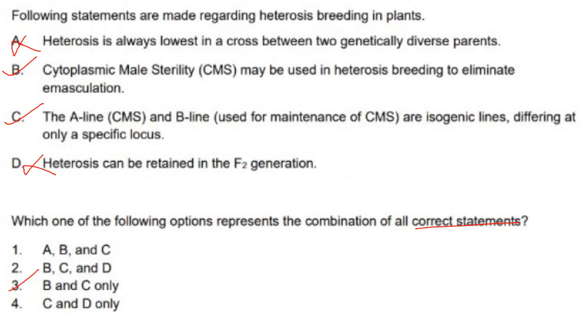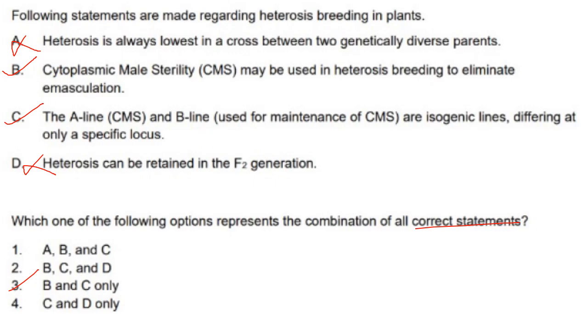Then next one. The following statements are made regarding heterosis breeding in plants. We have to see for all correct statements. So heterosis is the superiority of F1 hybrid. It is observed only in the F1 generation, not in F2. A superiority of F1 hybrid over both its parents in terms of yield or some other characteristics. So, heterosis is always lowest in a cross between two genetically diverse parents. No, it will be highest. So statement A is incorrect.